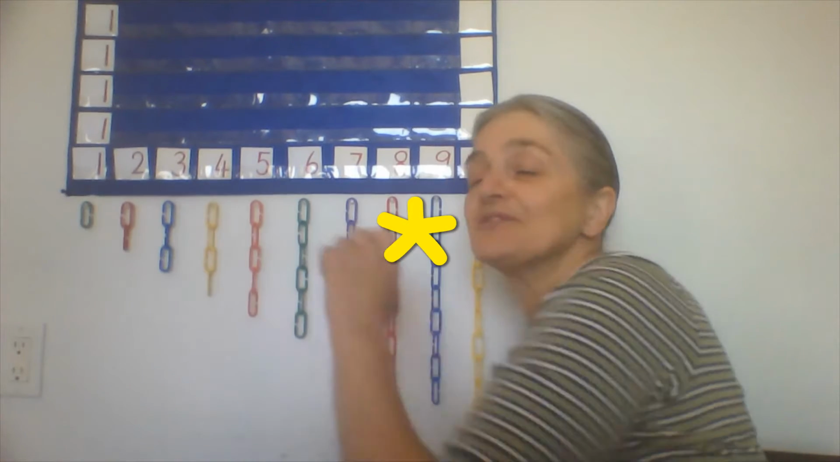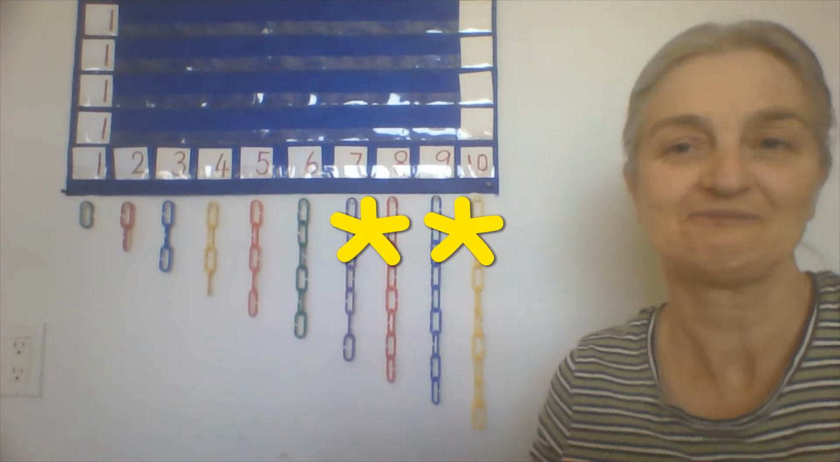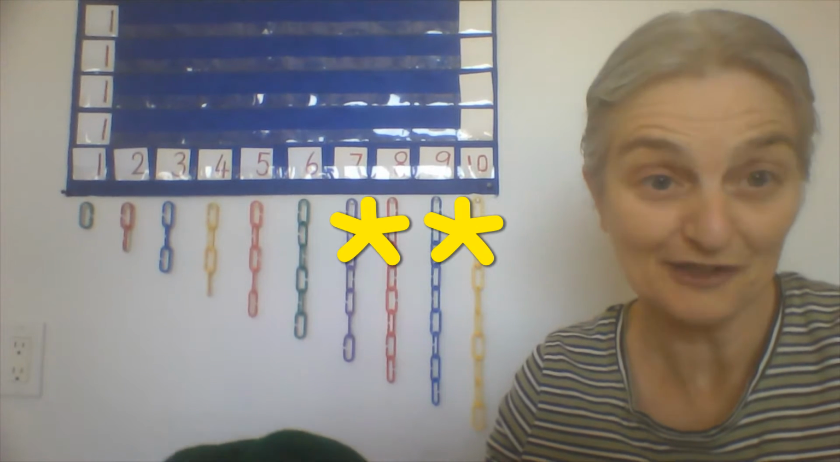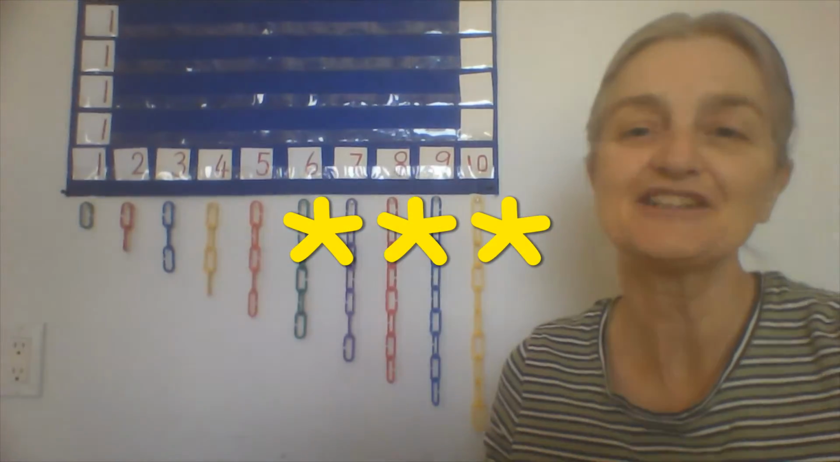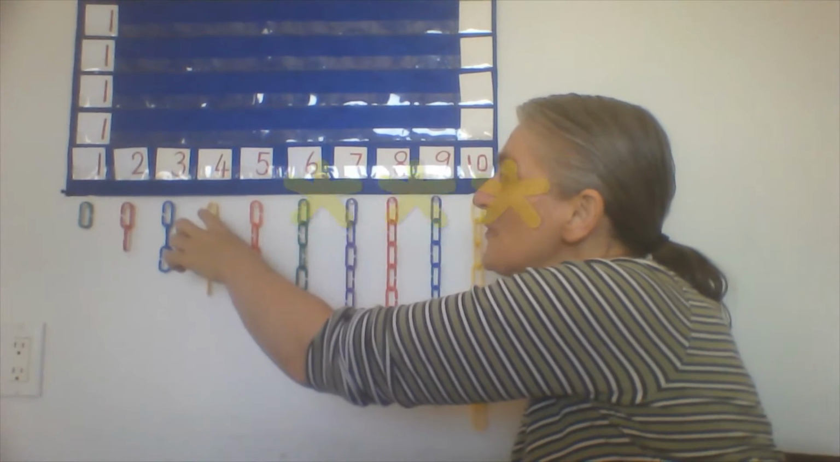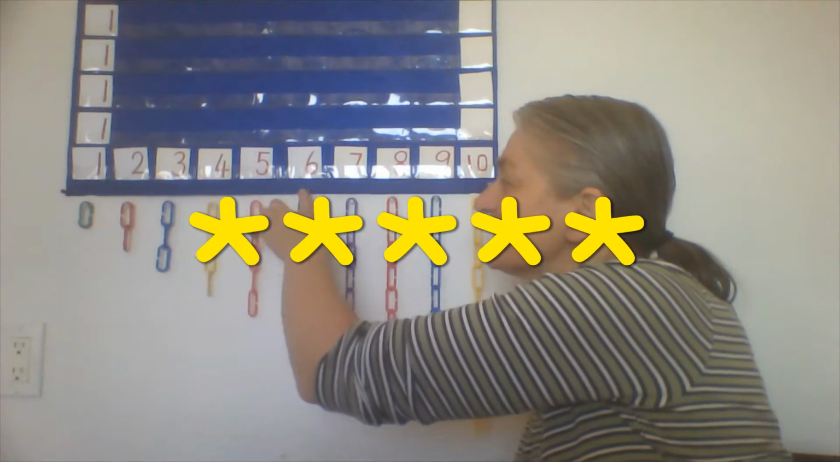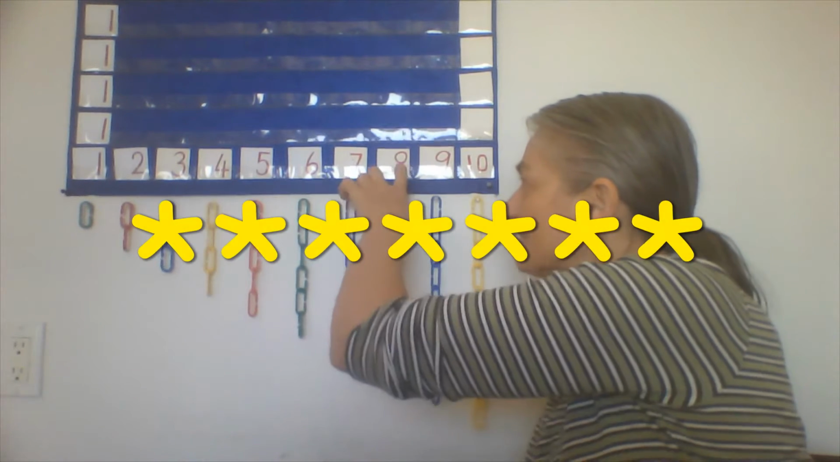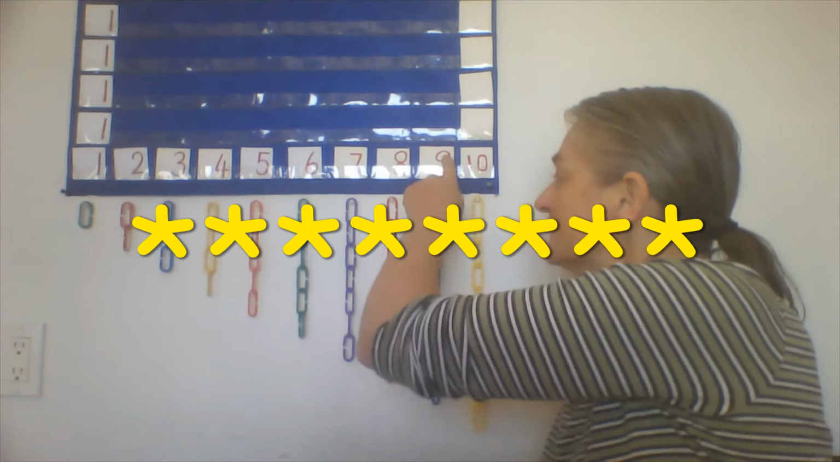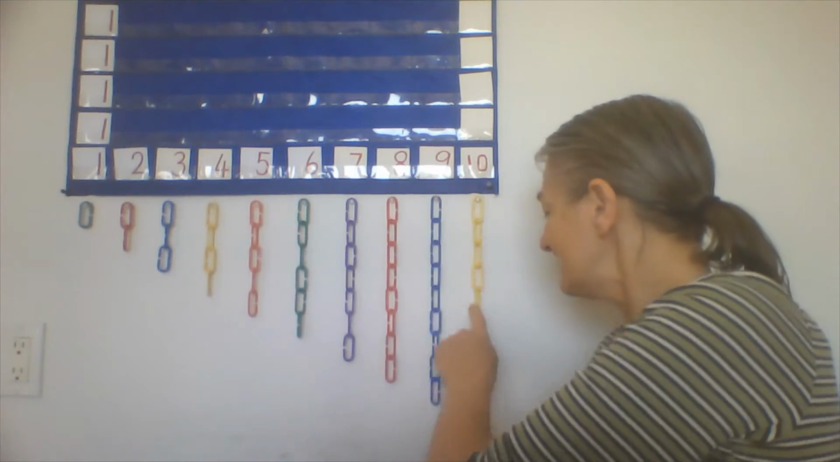So 1 is this many, right? And of course 2 is this many. And you probably guessed that 3 is this many. And then of course we can count, there's 4, there's 5. See, here's the 6, so that means that's how many 6 is. Let's see, 7, 8 is this many, 9 is this many, and 10 is this many.